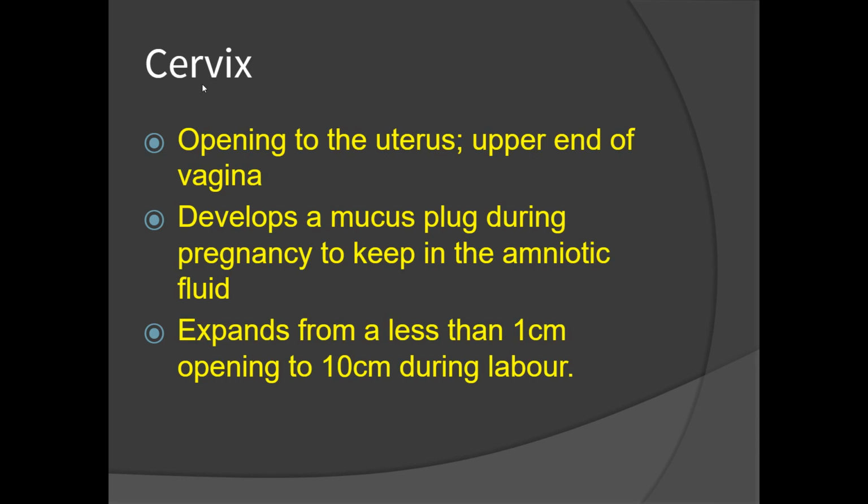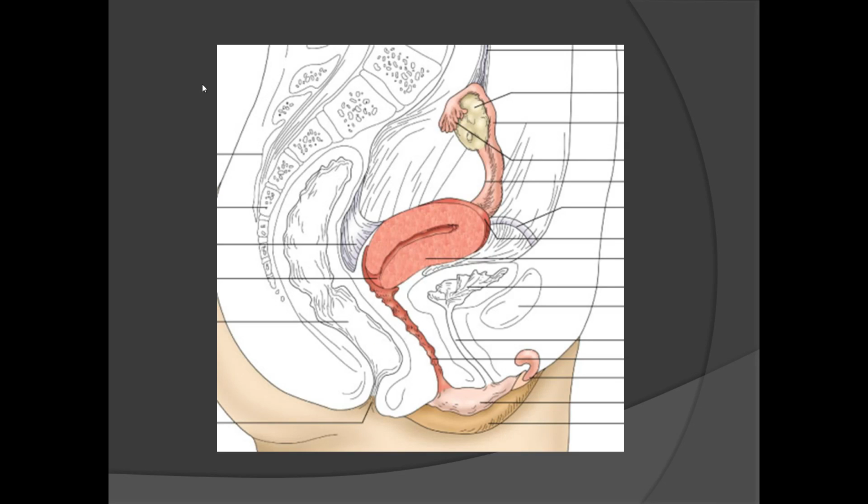Okay, the cervix expands from very, very small, way less than a centimeter, okay, a millimeter or less, to opening up 10 centimeters during labor for the baby to pass through. So you can see right here is where the cervix is, okay, the opening between the uterus and the vagina.